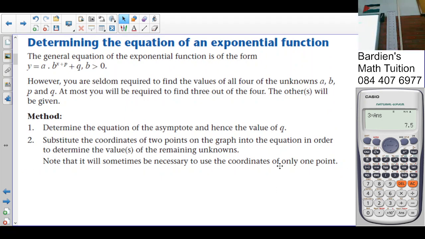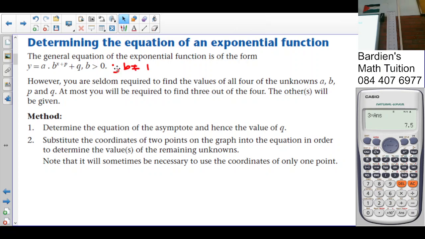In general, the equation of the exponential function is in the form y equals a times b to the (x plus p), plus q, where b is greater than 0, which means b is positive. However, and importantly here, b can never be equal to 1. I think you must just add that there. b will never be equal to 1.